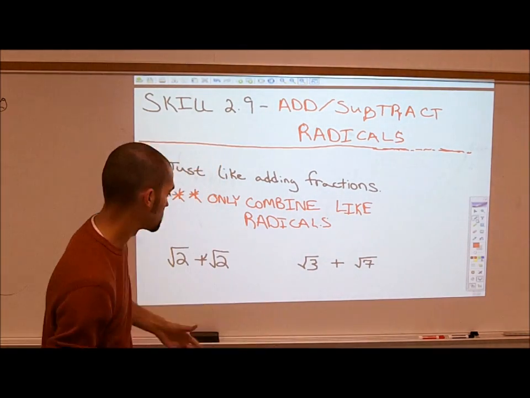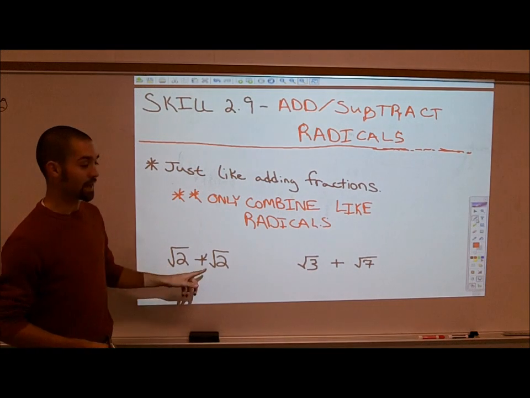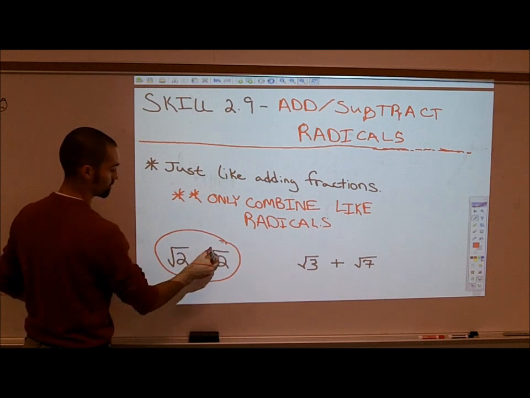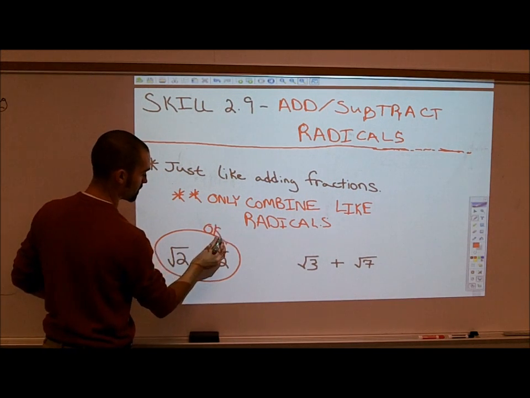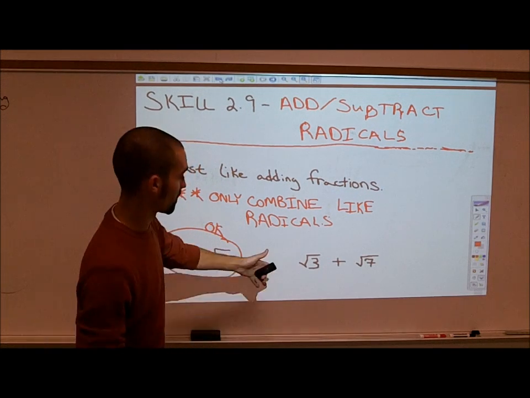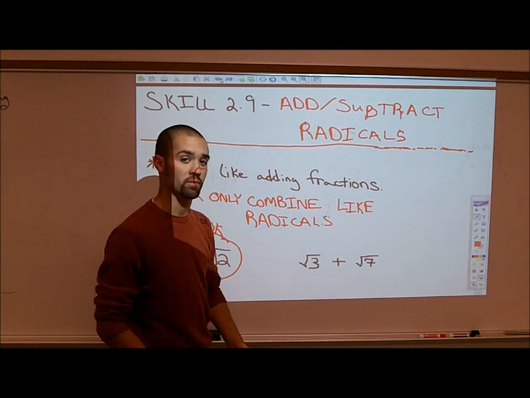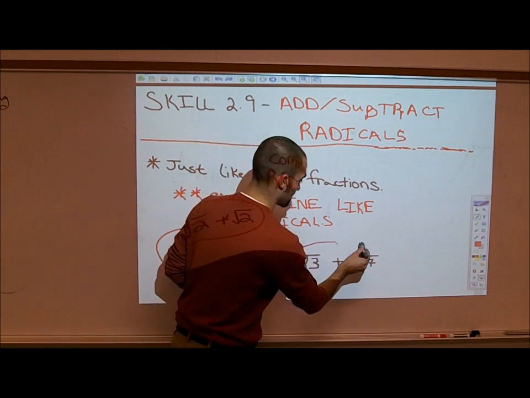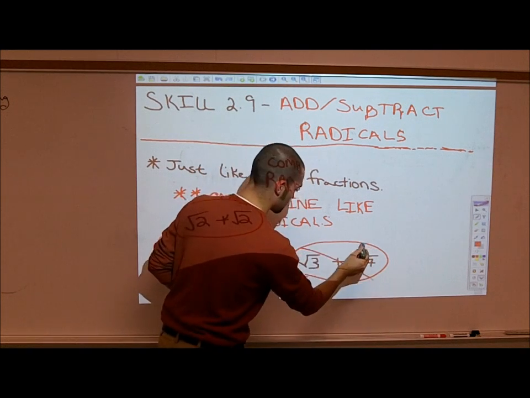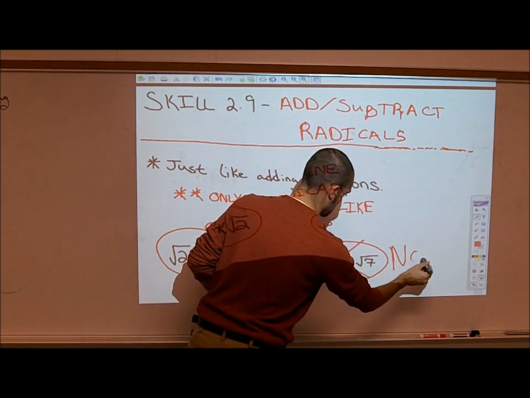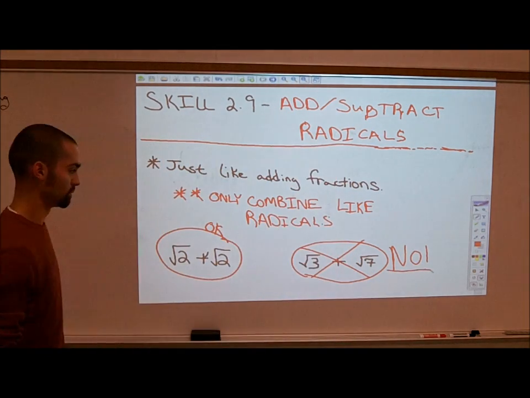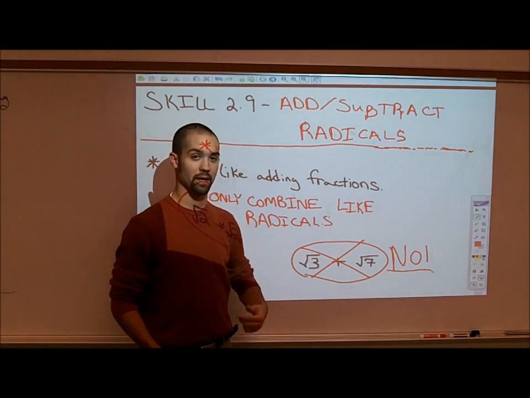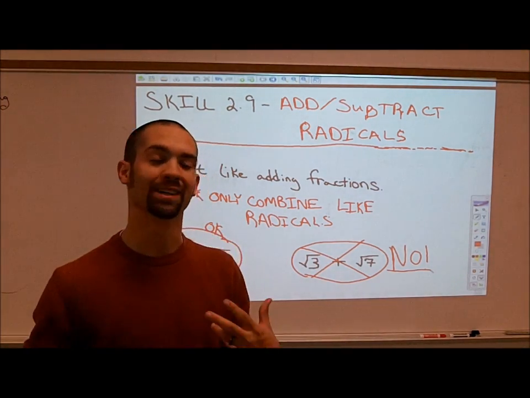radical. Okay? So for example, the square root of 2 can be added with the square root of 2. That is okay. So we'll put okay. So square root of 3 plus square root of 7, not possible because these numbers aren't alike, so they're not like radicals. Therefore I'm going to circle them, cross them out. Alright, no next to it. Not good. Okay, like radicals, same number, I can add those together. Not the same, I can't add. Okay, so let's go ahead and actually do an addition problem.